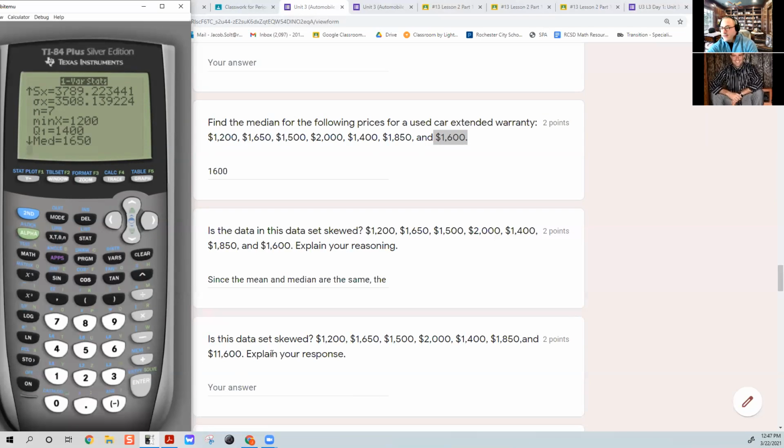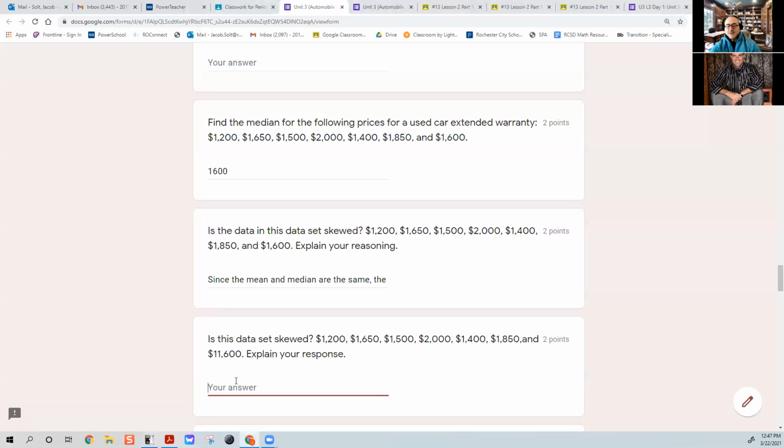So I have a new mean of 3,028 and some change. I have a new median of 1,650. So in this case, I would say this data is skewed because the mean and median are not the same. Now, if the mean and the median were fairly close, like they were only off by a little bit, we might call this roughly symmetrical or not very skewed, right? But right now, in this situation, we have the mean is almost double the median, and so yeah, it's skewed. No denying it.